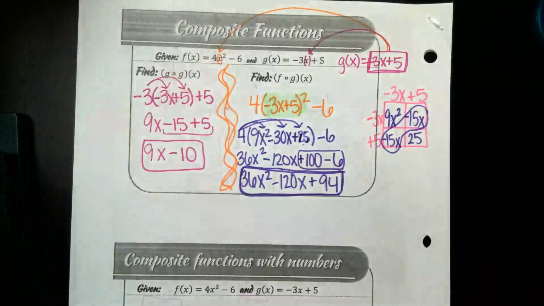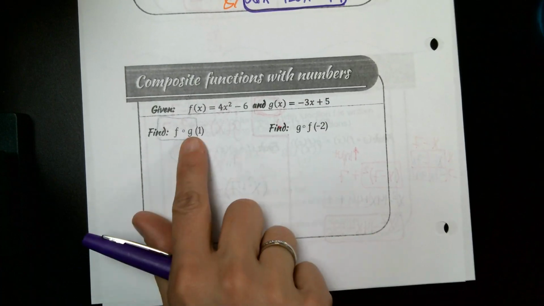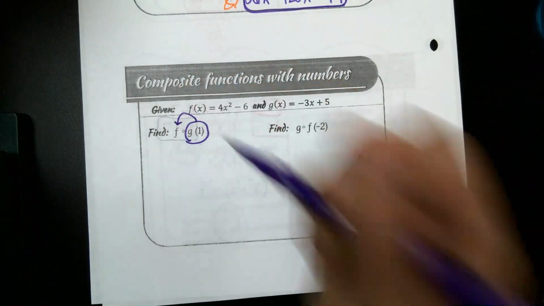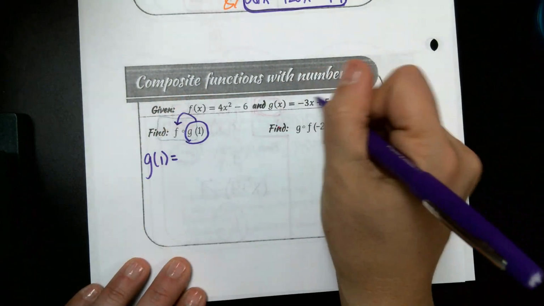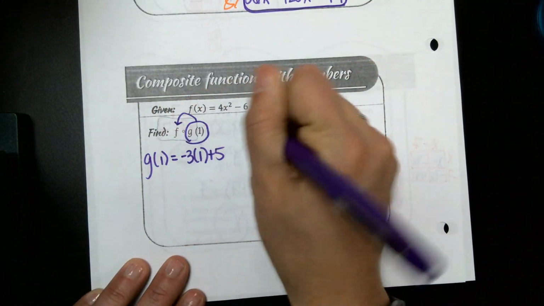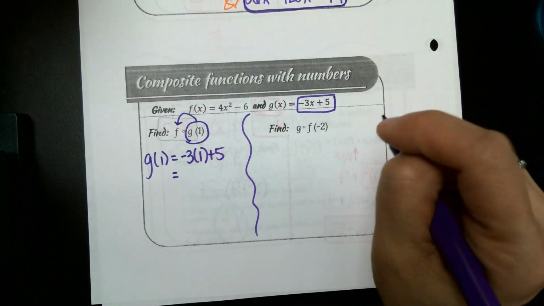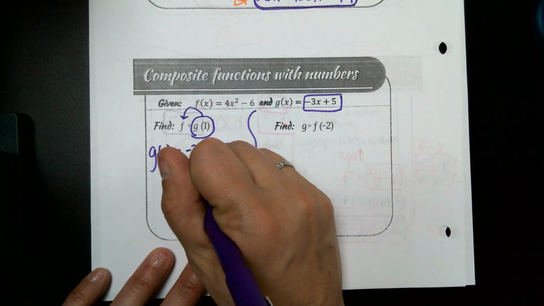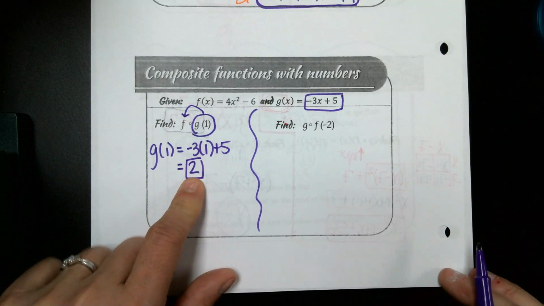All right. Now, the 2 bottom ones are also composite, but look at what it says. They want you to take G of 1 and plug it into F. So first of all, we have to figure out what G of 1 is. We're going to plug a 1 in: negative 3 times 1 plus 5. What is negative 3 times 1? Negative 3. And what's negative 3 plus 5? 2. So what they're telling us is, take the number 2 and plug it into F.